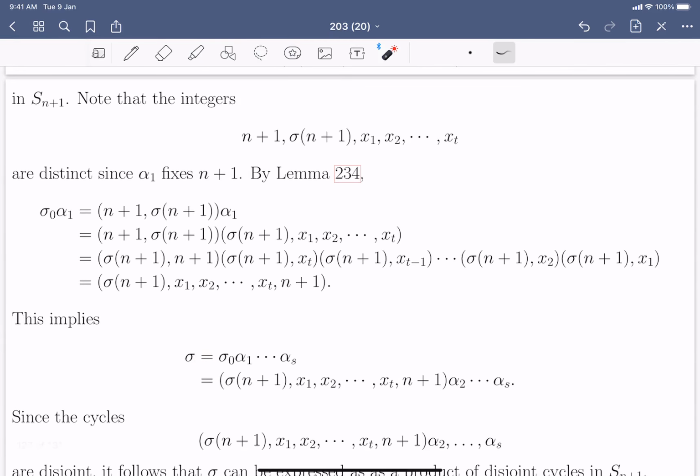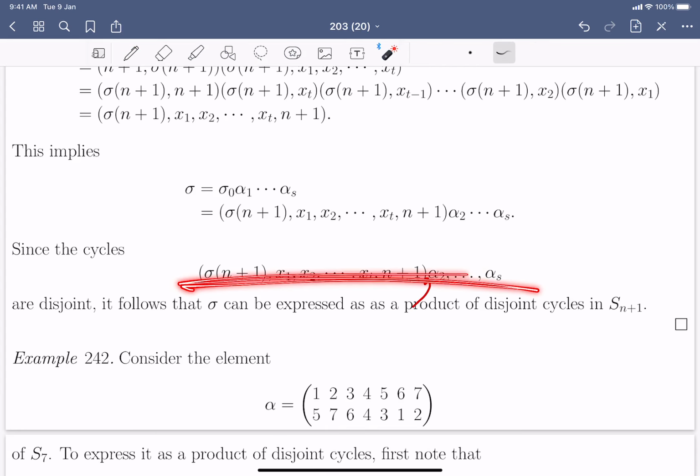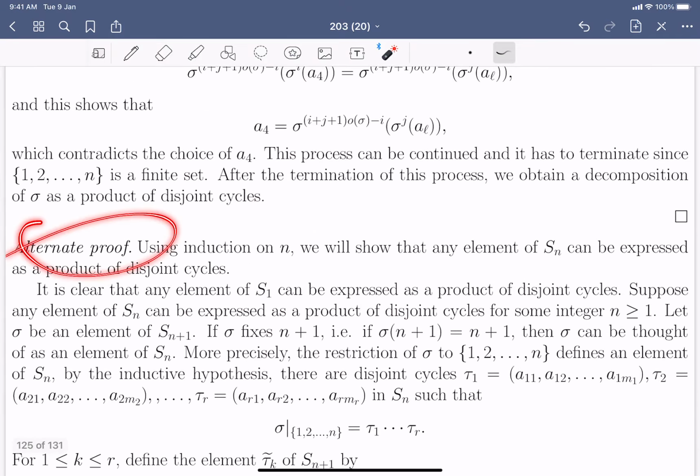Then what is sigma? So sigma is sigma naught times alpha 1 up to alpha s, and sigma naught alpha 1 is this cycle. Okay, this first one, sigma n plus 1 till n plus 1, and the next one up to xt in the middle. So this and these cycles alpha 2 till alpha s. Just give me a moment to highlight, there has to be a comma here. Yeah, so all these s cycles are disjoint. Okay, and then it follows that we have just expressed the permutation sigma as a product of disjoint cycles in S n plus 1. So then we are done with this alternate proof, which is obtained by applying induction on n.